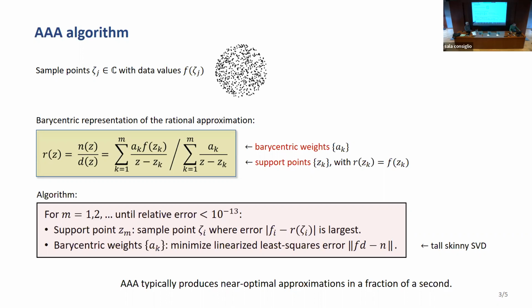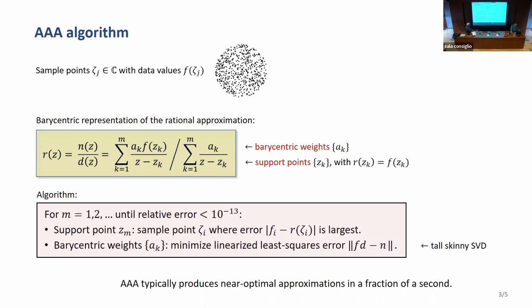And then the barycentric weights are computed by solving a linearized least squares problem, which is very easy because it's linear. I say there it's a tall, skinny SVD, and that means typically it might be 1,000 by 30. 1,000 is the number of sample points, and 30 is the degree of your rational function. So you're working with tall, skinny matrices.